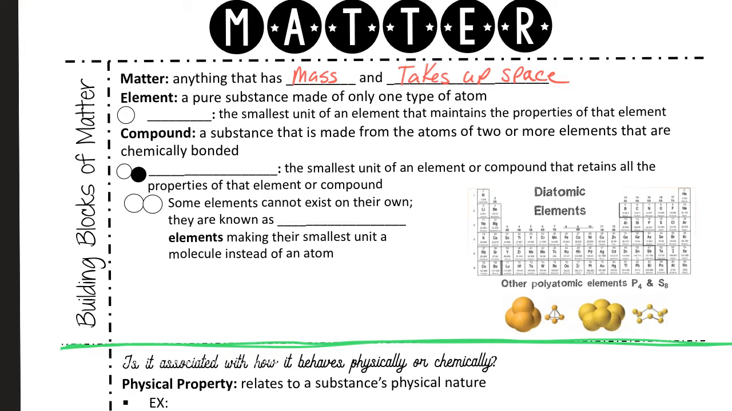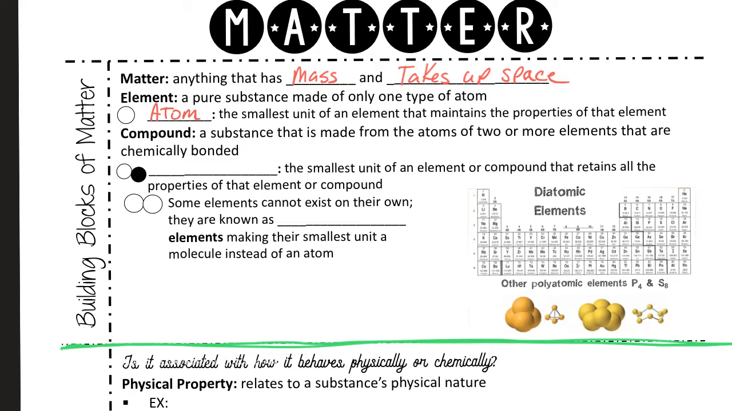Matter can be broken down into elements and compounds. An element is a pure substance made of only one type of atom. And of course, you've got all the elements on the periodic table. An atom is the smallest unit of an element that maintains the properties of that element. Atoms can be broken down into smaller parts, but they can't be broken down chemically. So we can also only break compounds down to the level of the atom.